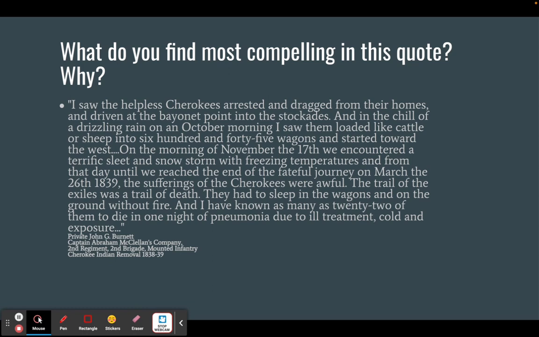On the morning of November the 17th, we encountered a terrific sleet and snowstorm with freezing temperatures. And from that day until we reached the end of the fateful journey, on March the 26th, 1839, the sufferings of the Cherokees were awful. The trail of the exiles was a trail of death. They had to sleep in the wagons and on the ground without fire, and I have known as many as 22 of them to die in one night of pneumonia due to ill treatment, cold, and exposure.